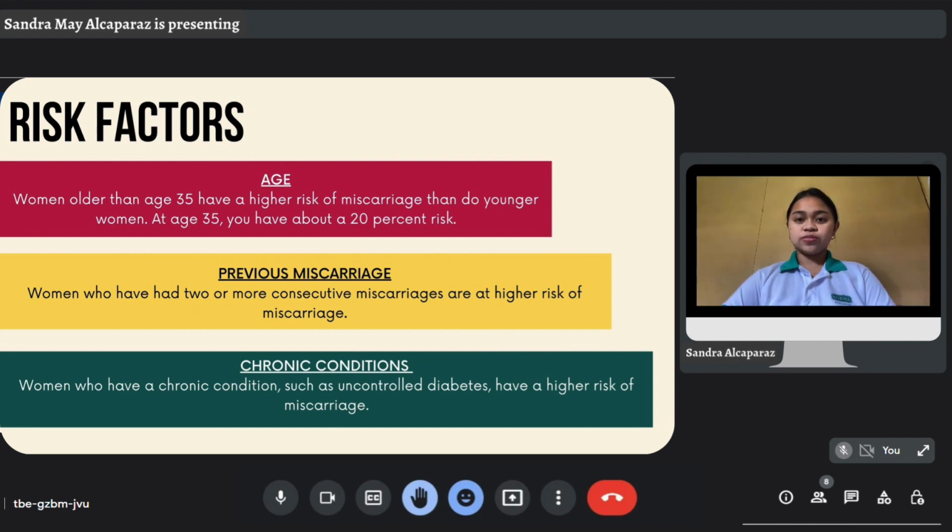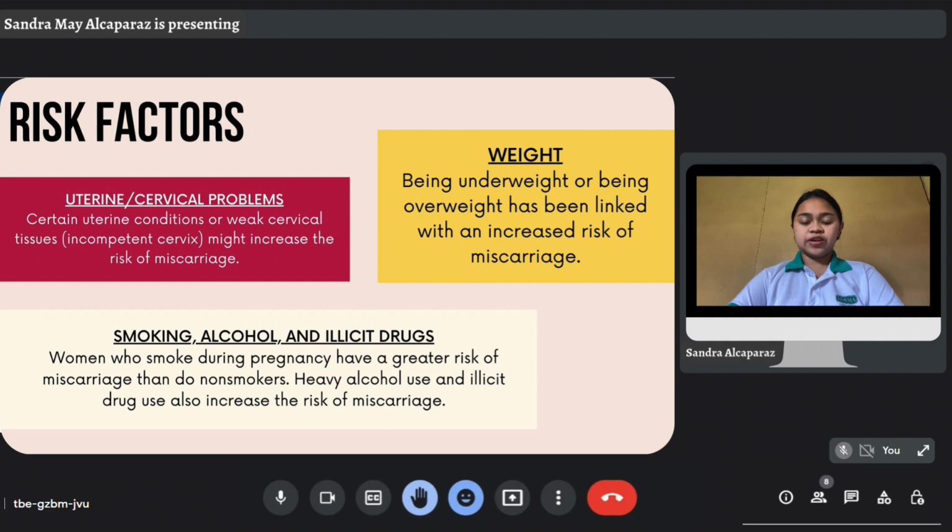Meanwhile, for previous miscarriage, women who have 2 or more consecutive miscarriages are at a higher risk of miscarriage. For chronic conditions, women who have a chronic condition such as uncontrolled diabetes have a higher risk of miscarriage. We also have uterine or cervical problems. Certain uterine conditions or weak cervical tissues such as incompetent cervix might increase the risk of miscarriage.